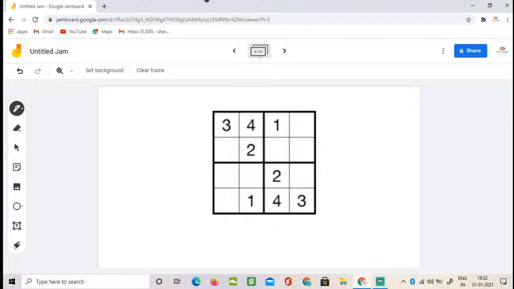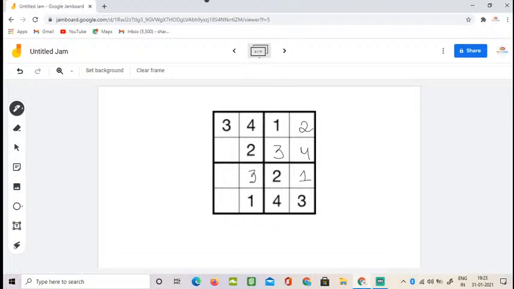So now let me just give the explanation for this. Here we have three numbers, so the leftover number is 2. Over here again you have three numbers and the leftover number is 3. And here you have three numbers and the leftover number is 3. Here you have two numbers, so the leftover numbers are 1 and 4. So you can write 4 over here and then 1 over here.